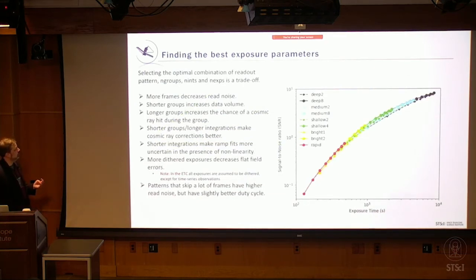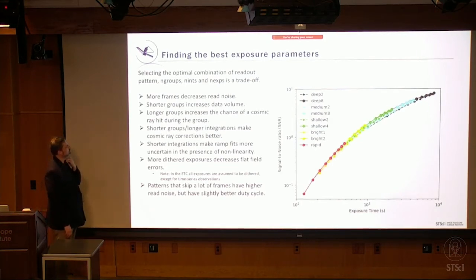All right. Okay, so what this slide does here is basically summarize a lot of what we've talked about here. So selecting the optimal combination of readout pattern, number of groups, number of integrations, and number of exposures is a trade-off between all these different things. More frames decreases read noise. Shorter groups increases data volume. Longer groups increases the chance of a cosmic ray hit during the group. So you lose more data there. Shorter groups, longer integrations make cosmic ray corrections better, and so on.